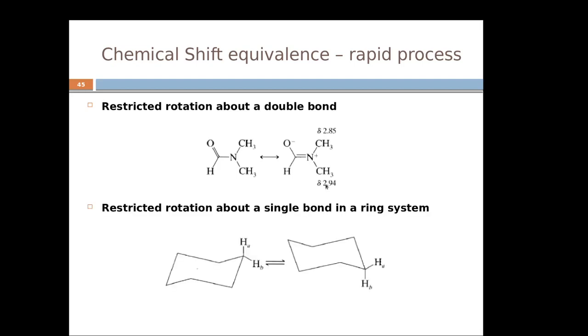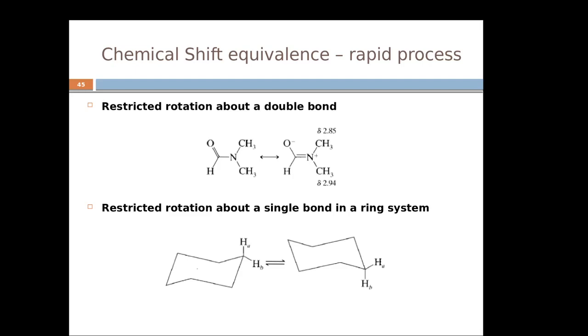Another process that could give the chemical shift equivalent or chemical shift non-equivalent property to a set of protons in a ring system could be rotation about a single bond.